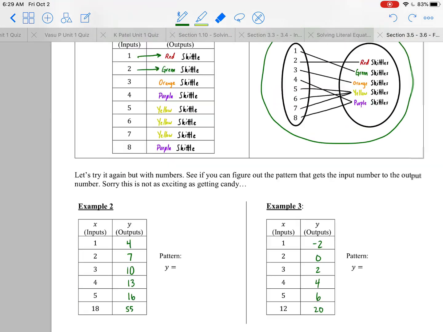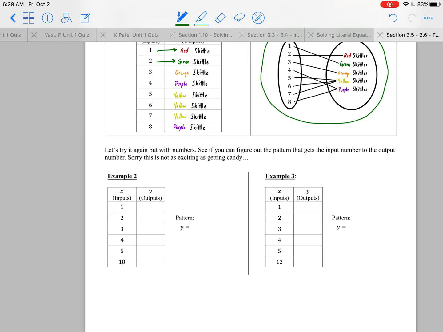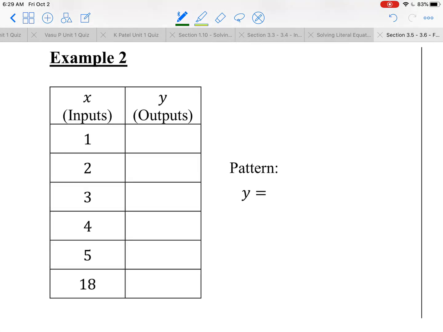So what I want to do now is move this over to some numbers. Let's look at example 2 here. I'm going to give you a table with some outputs, and I want you to try to guess what the pattern is. In other words, how do I get from the number on the left to the number on the right? On the left, we've got 1. 1 goes to 4. If you put in 1, the output is 4. If you put in 2, the output is 7. If you put in 3, the output is 10. If you put in 4, the output's 13. And then 5 gives you 16.